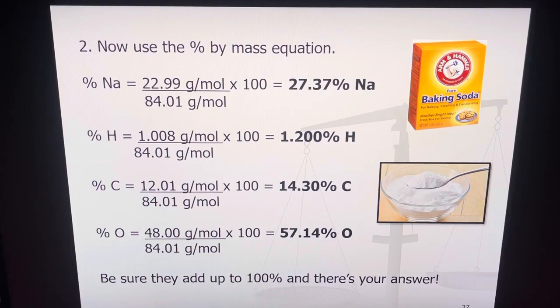And then, of course, what you would have suspected, it's not always this clear, but since there's 3 oxygens, oxygen's mass is rather big compared to the other ones, so that has the most percentage. And when you do the math, you find out that all of them add up to 100% to check your answer.